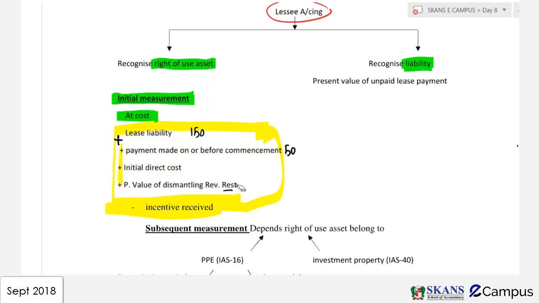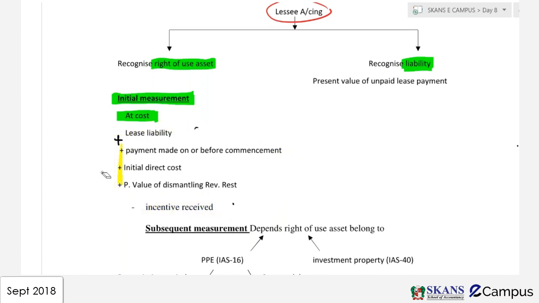If you have any incentive received, guys, you are going to deduct the incentive received as well. Like if you have paid initial direct cost of 10 and the lessor is saying that I'm going to refund 2 out of this initial direct cost. We don't have dismantling, removing, restoration, just assume no such cost. So the cost will be 150 plus 50 less 10 plus 10 minus 2, which will give you, guys, 208. So the asset initially will be recognized at 208. This is how you are going to calculate the cost. So the cost has 5 components, guys. What is the first component, guys?